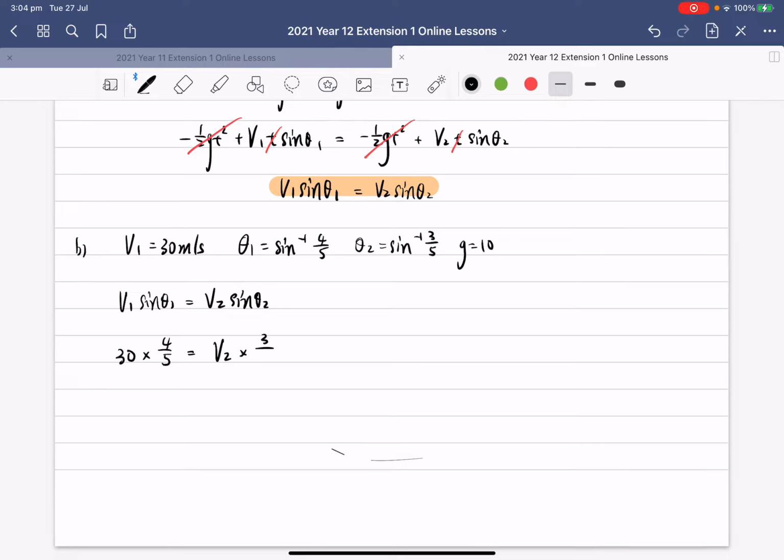Sine theta 2 is 3 over 5. If we multiply both sides by 5, we should be able to get 120 is equal to 3 V2. V2 is equal to 40 meters per second.